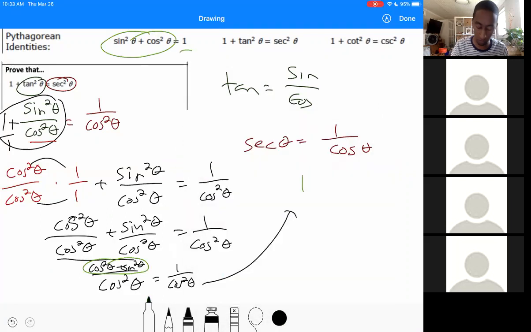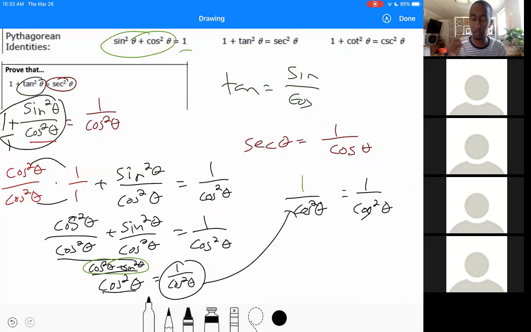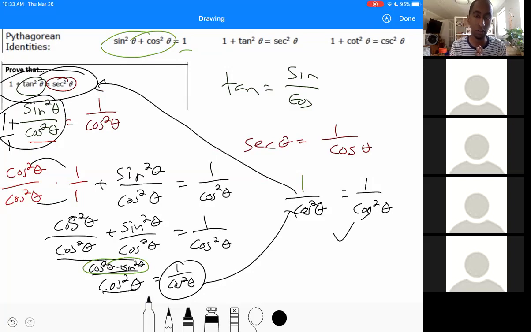And then this, I'm just going to rewrite. And then, beautiful, is that statement true? Is 1 over cosine squared of theta equal to 1 over cosine squared of theta? Yes, it is. And so that proves that this is a trig identity, and that is why it works.